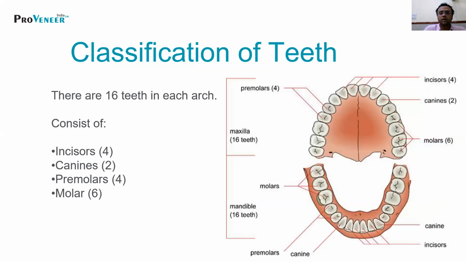Then we'll come to the classification of teeth. As I mentioned earlier, we have four different kinds of teeth in human beings: central incisors, lateral incisors, canines, premolars, and molars. In each jaw there are two canines, four premolars, six molars, and four incisors. Hence, you can conclude which tooth is missing, and appropriately say that area is edentulous.